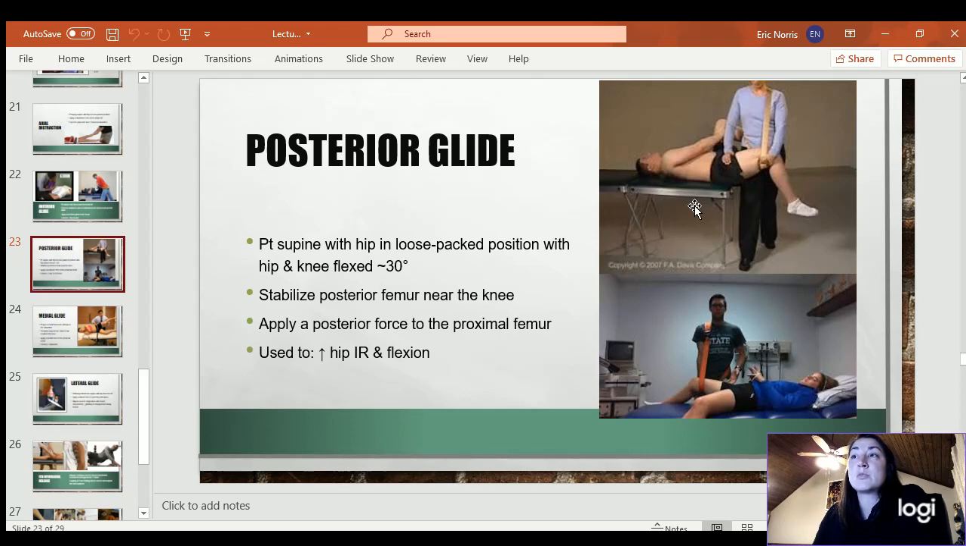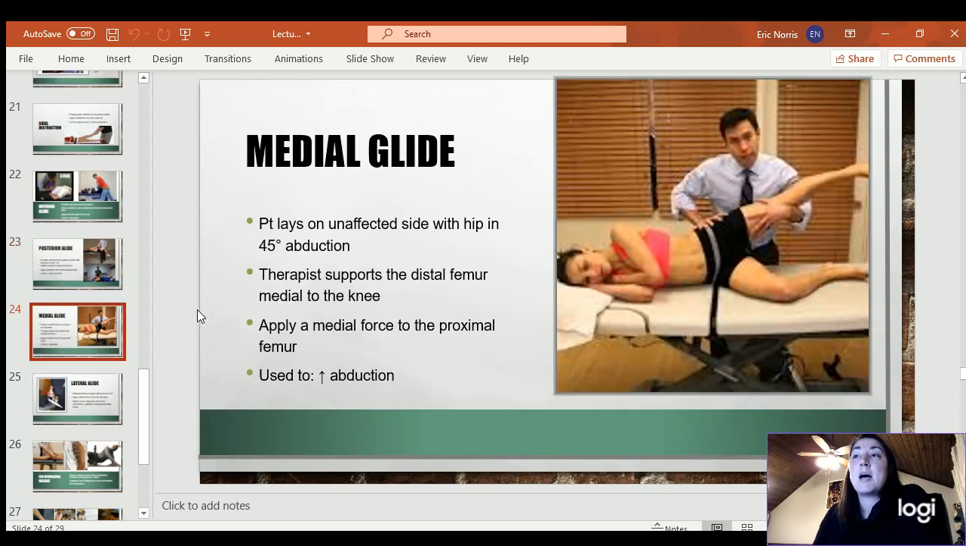So the last three we've done, distraction, inferior glide, and posterior glide, are all three increasing flexion. With the distraction, that also increases abduction. With the posterior glide, it also increases internal rotation. A medial glide is used to increase abduction.